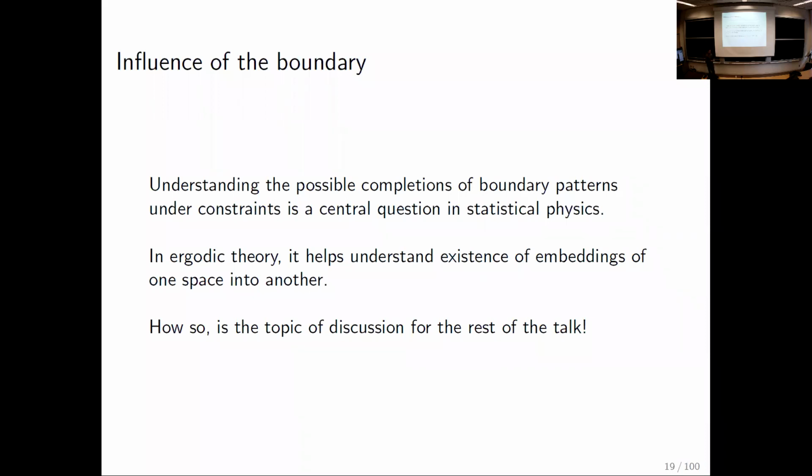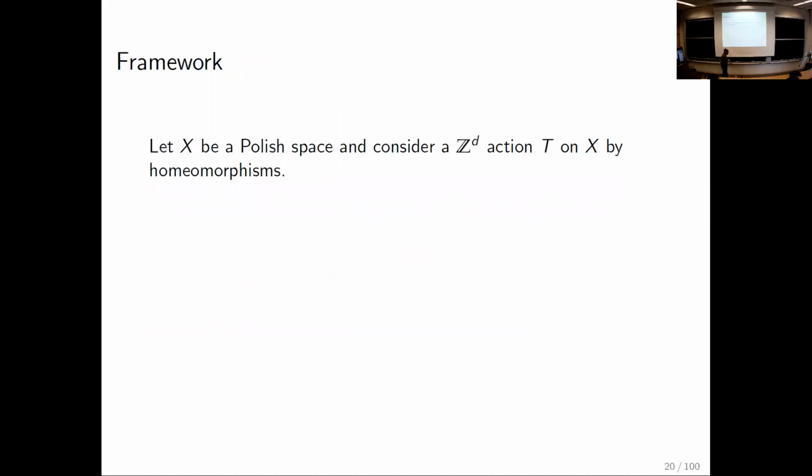Okay, so let's discuss the framework we'll be working with. In case things are unfamiliar to you, please stop me. You don't have to go through 100 slides.